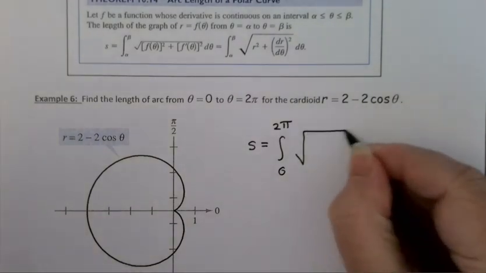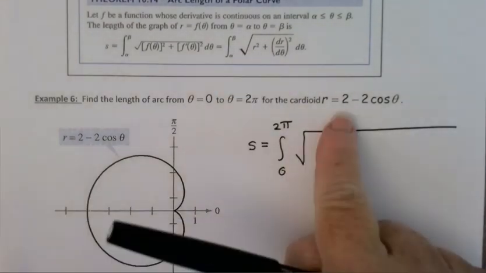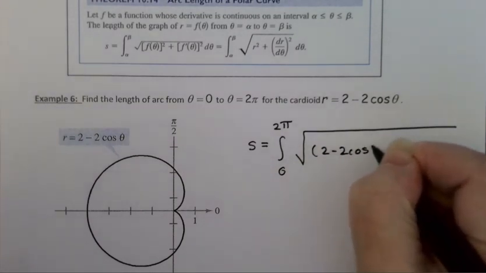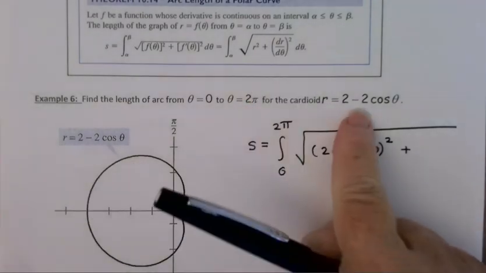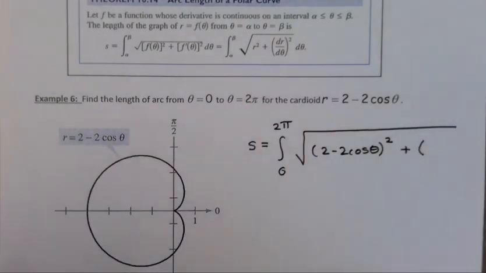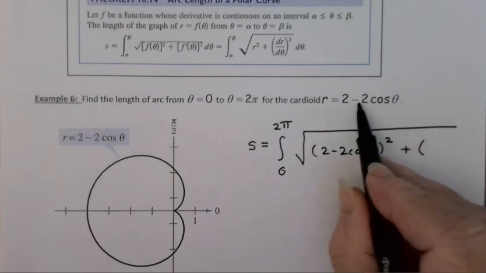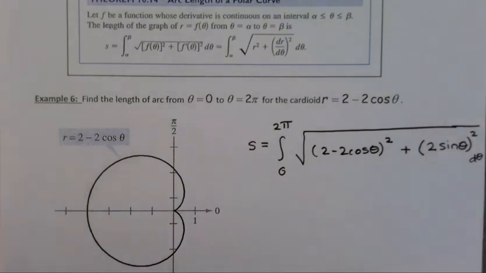And then under the radical, we have r squared. That would be 2 minus 2 cos theta squared, plus the derivative, dr d theta. Let's see, the derivative of cosine is negative sine, so that ends up being a positive 2 sine theta, also squared. I'll sneak a little d theta over here.